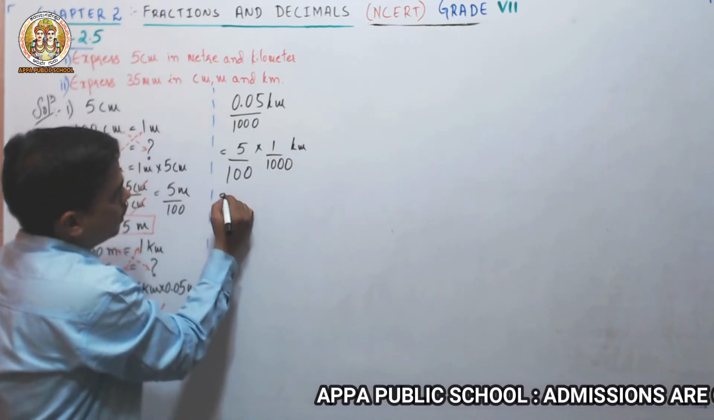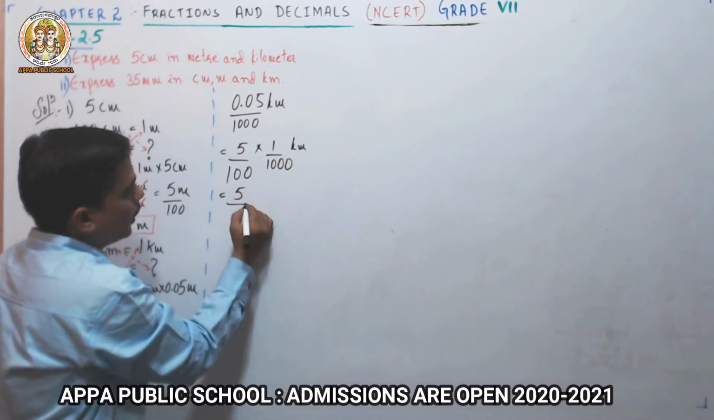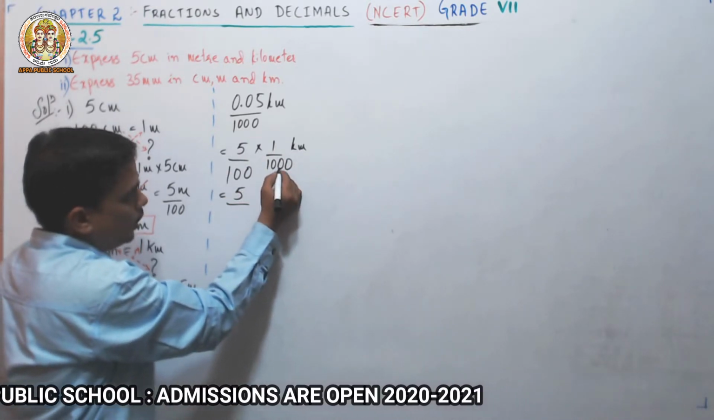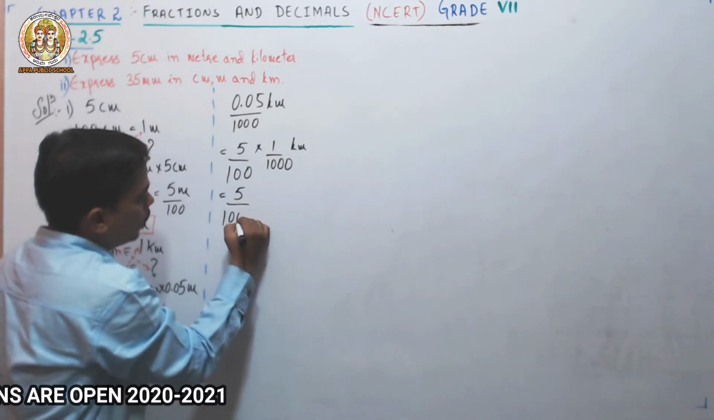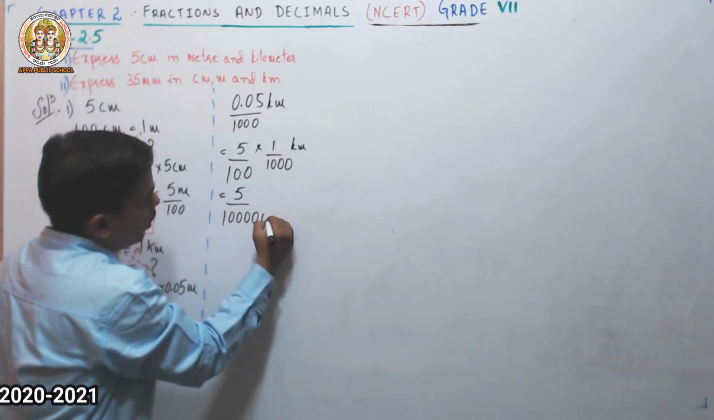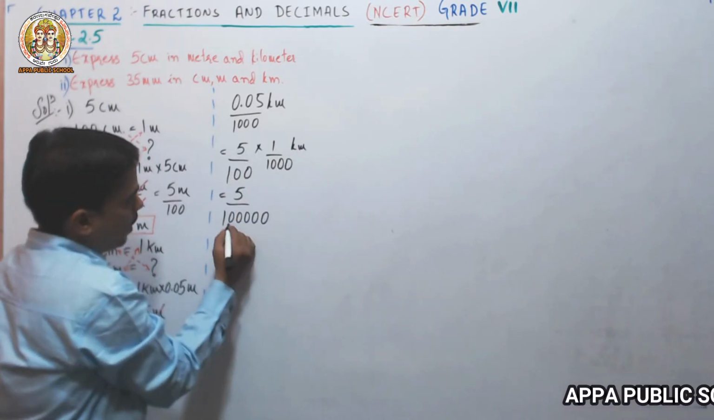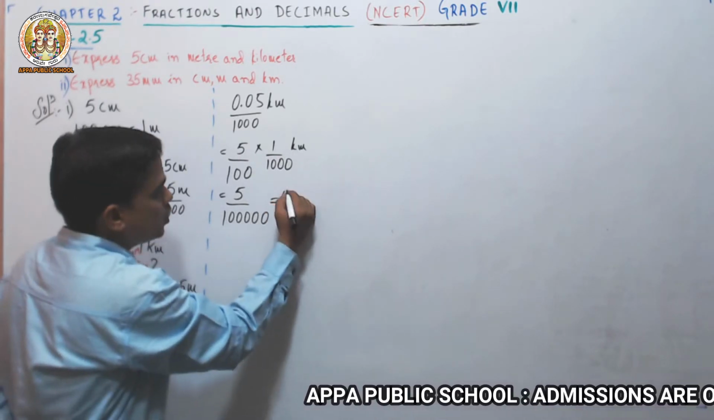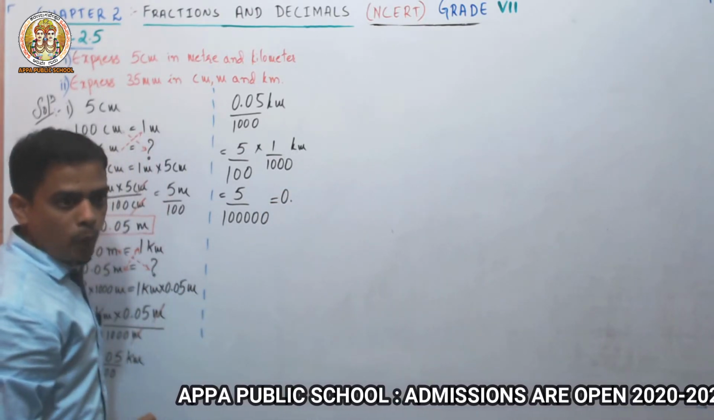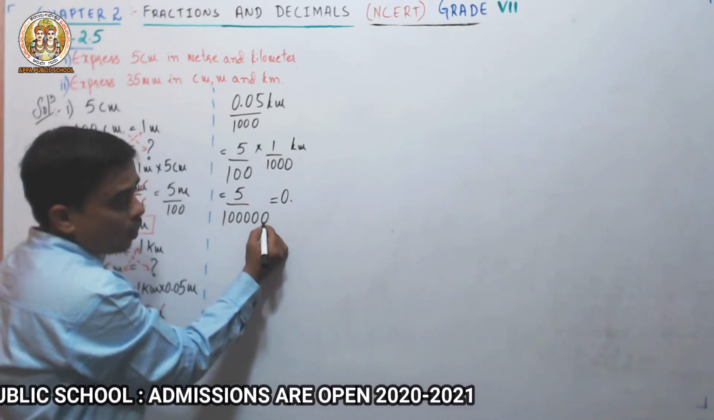So 5 into 1, multiplying both the numerators, is 5. Divided by, in the denominators, how many zeros are there? 1, 2, 3, 4, 5 zeros. So how can I write the answer? 0 point, and how many zeros? 1, 2, 3, 4, 5.